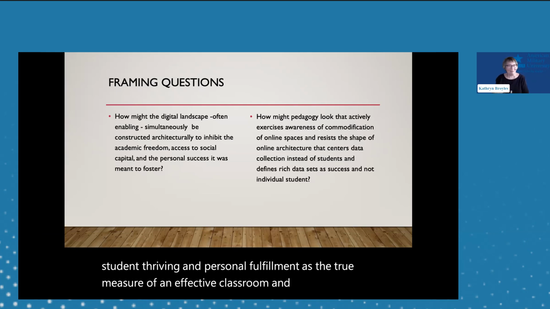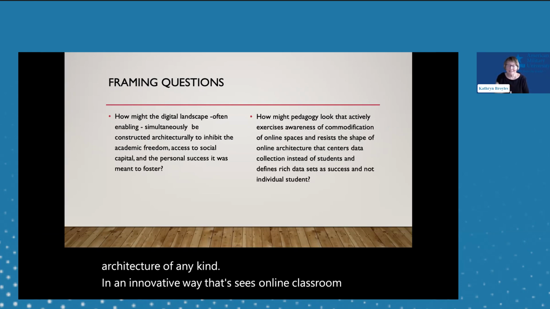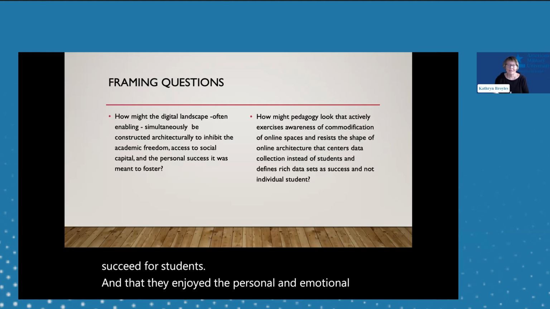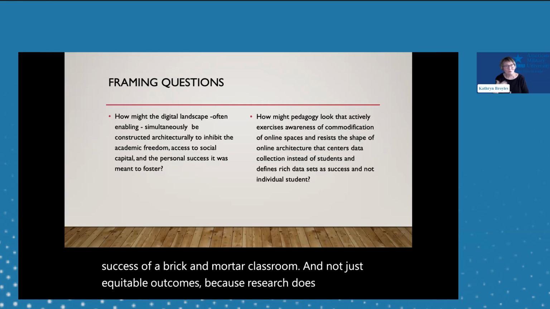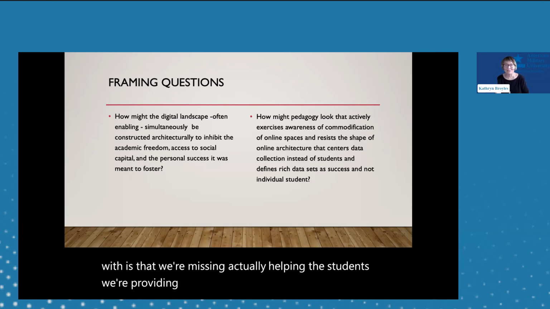And no, we are not going to try and answer these two giant questions today, but I hope that in recognizing them, we're already on the path to leveraging classroom architecture of any kind in an innovative way that sees online classrooms succeed for students, and that they enjoy the personal and emotional success of a brick and mortar classroom and not just equitable outcomes, because research does show the learning that takes place is the same, but the experience, of course, is not. But what I'm concerned with is that we're missing actually helping the students we're providing the access to.